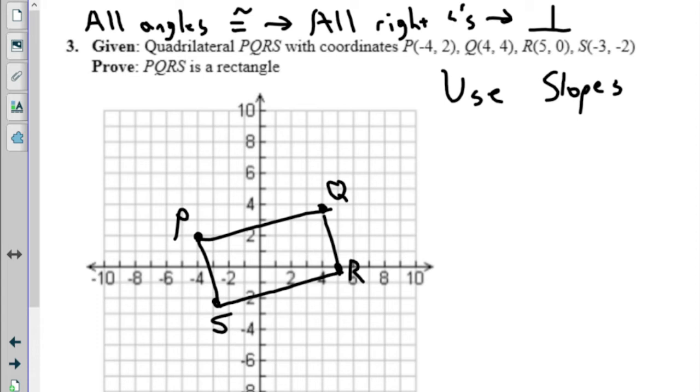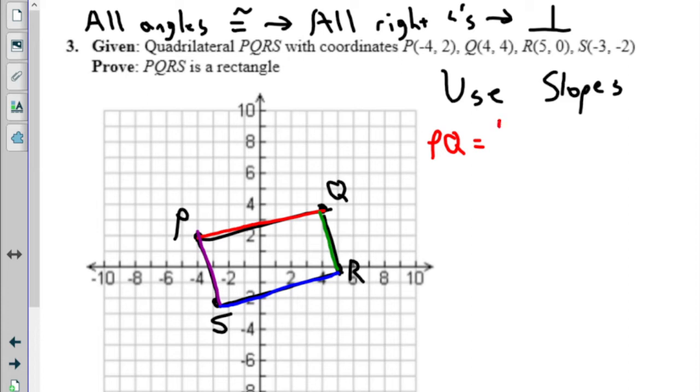And so I'm going to check all my different slope formulas for all my different sides. And I want to make sure that those slopes are opposite reciprocals. Change your sign, flip your fraction. So we're going to find all these different slopes and we're going to compare them to each other. So I'm going to start here with P to Q. Change in y over change in x.